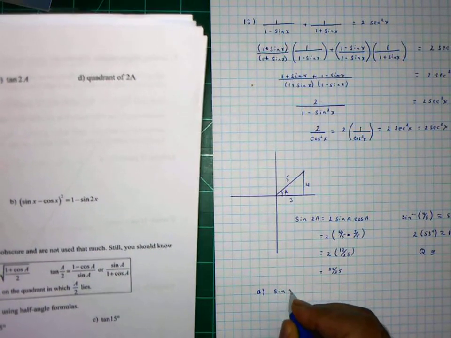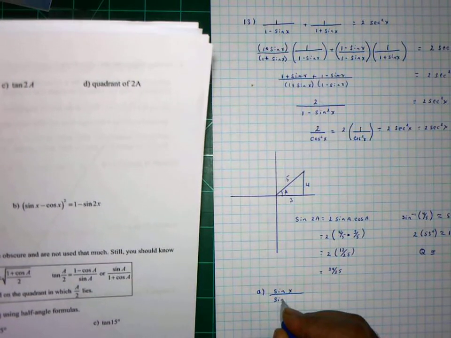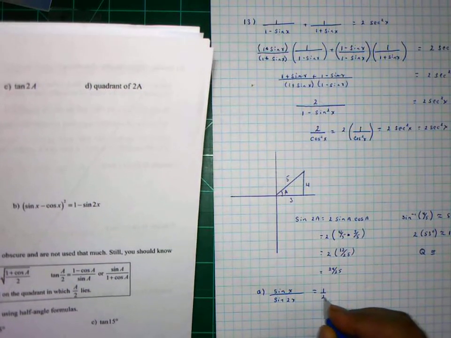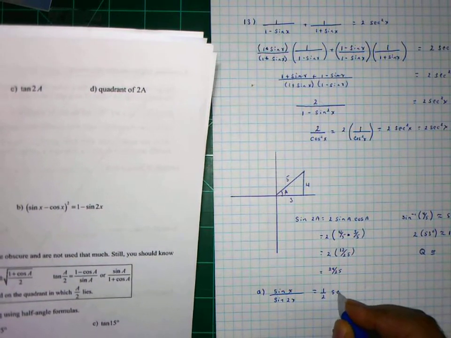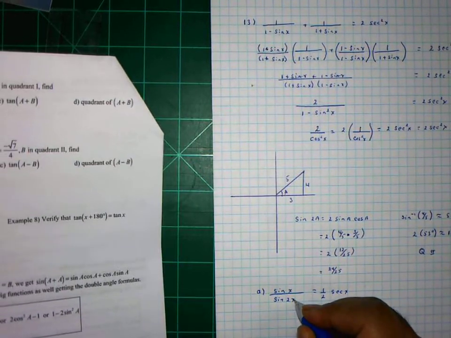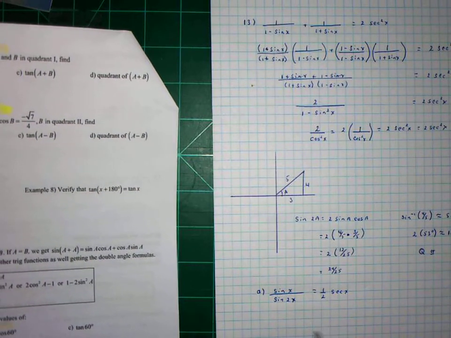Sine of x over the sine of 2x equals 1/2 the secant of x. Now I have two different angles here. One of these angles is x, the other one's 2x. So I'm going to have to write them in terms of the same angle.